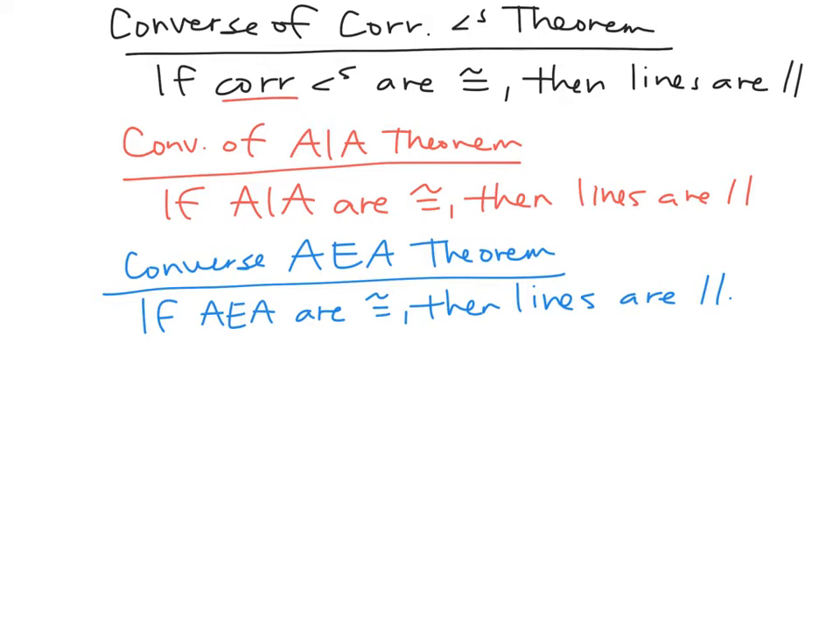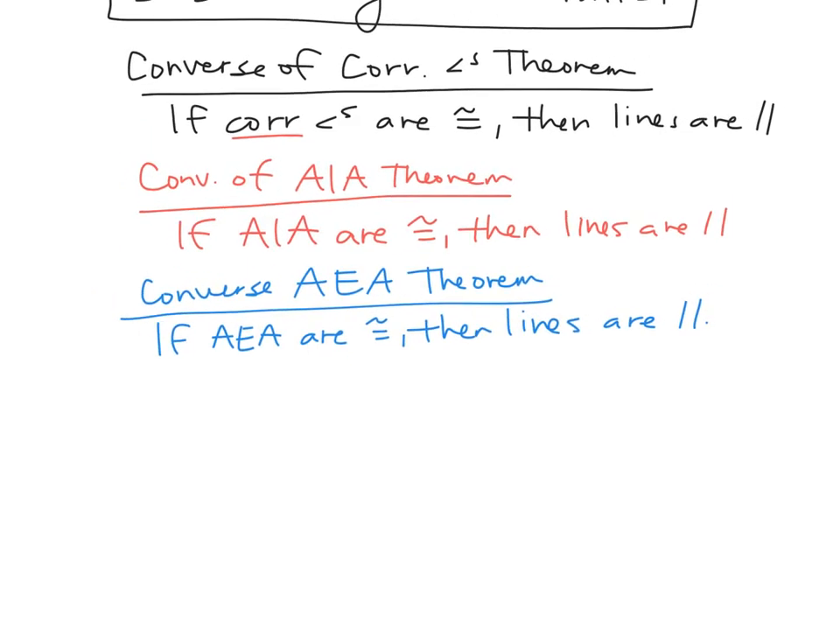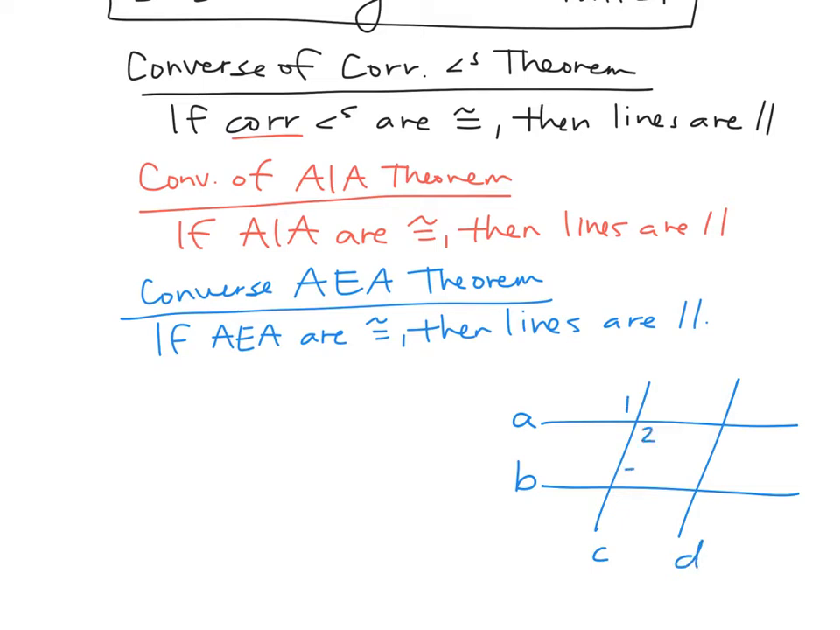So I could give you a picture just to kind of represent all 3 of them here. Basically what it would say is, if this is lines A, B, C, and D, and I have angle 1, angle 2, angle 3, angle 4, 5, 6, 7, and 8. So let's say this is our picture.